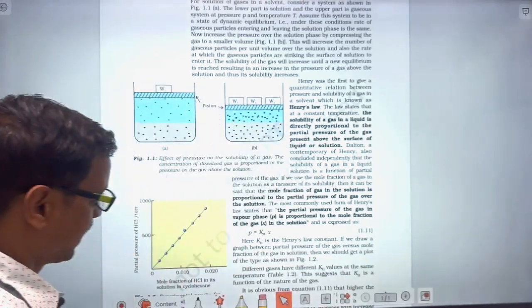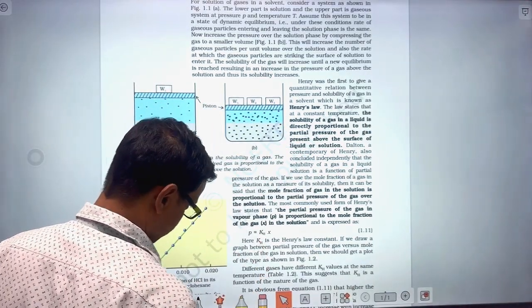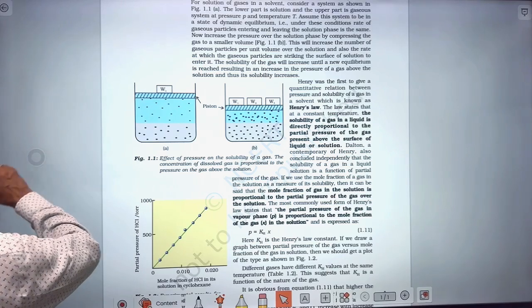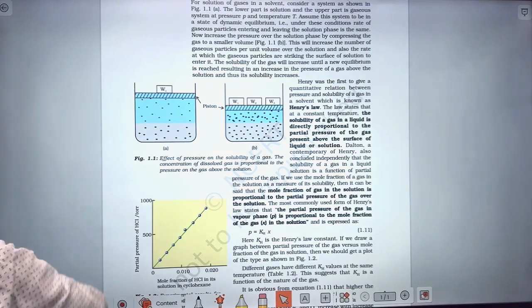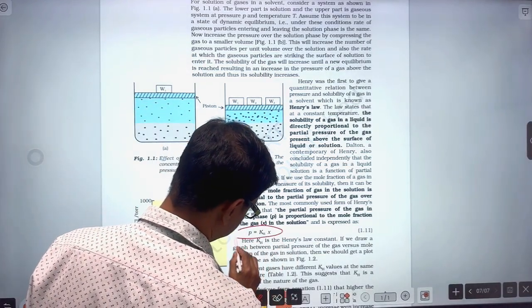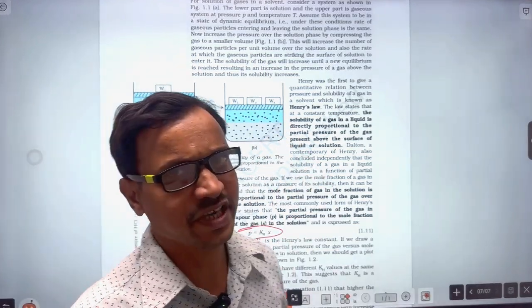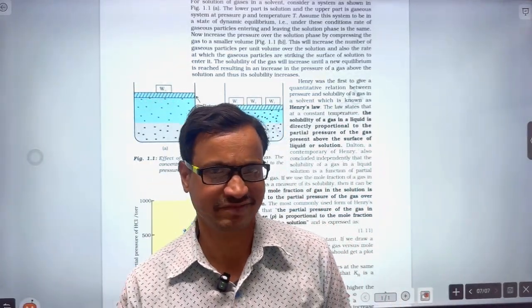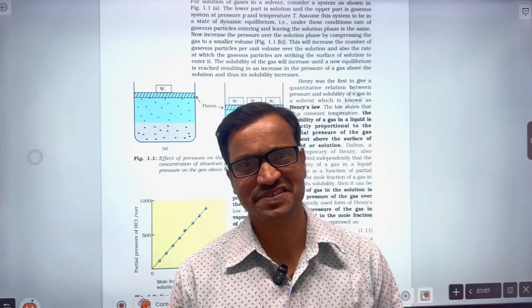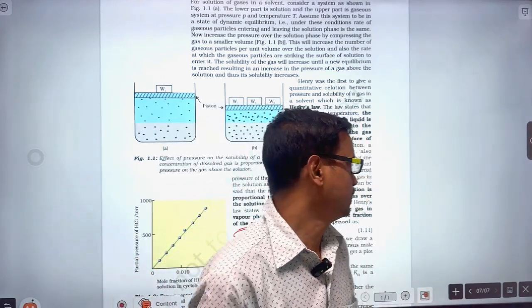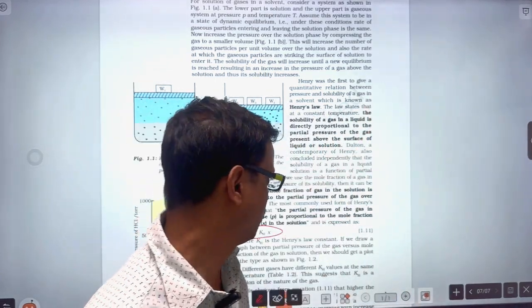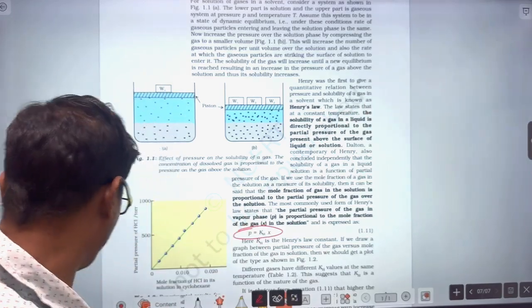Then you will have to write this expression which has been given here, P equals KH times chi. When you write these two statements, you will get 2 marks. Okay guys, to get 2 marks out of 2, you will have to write the statement of Henry's law and this expression, both.